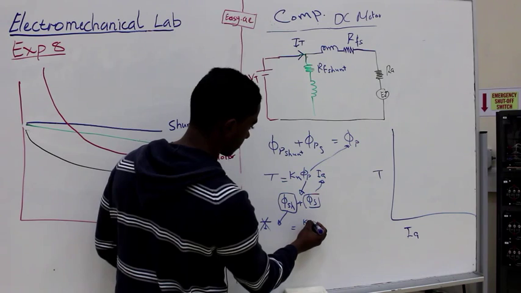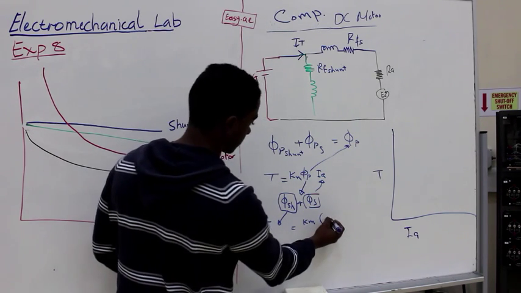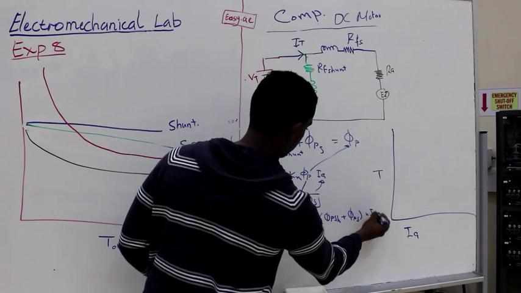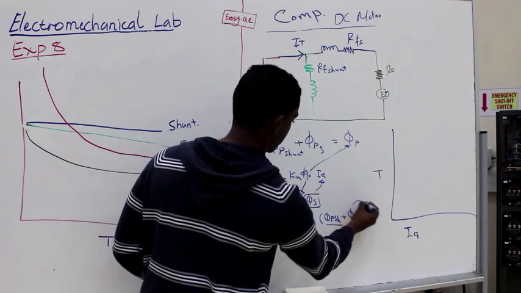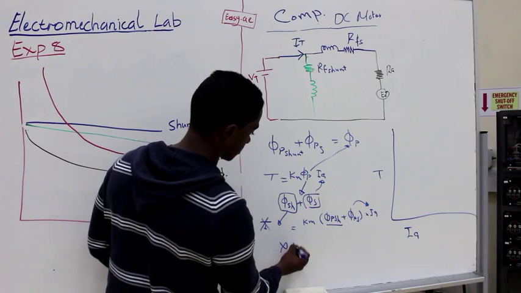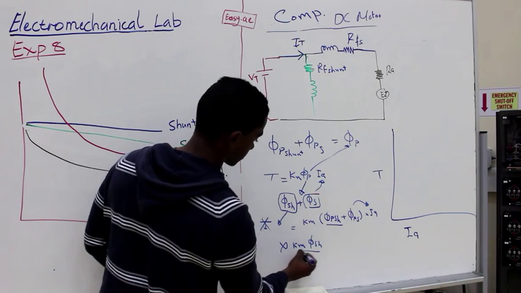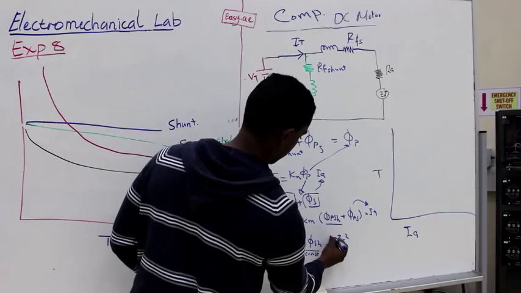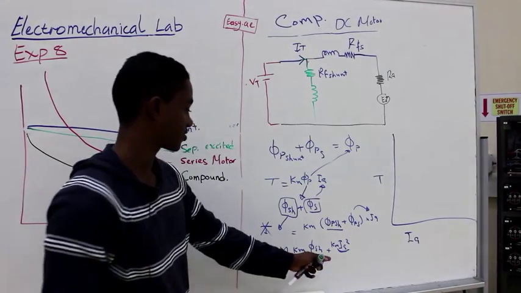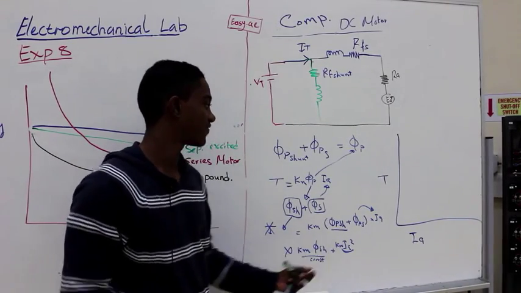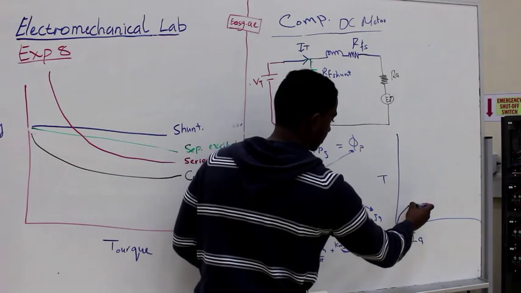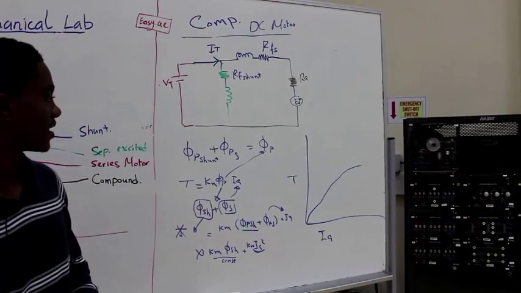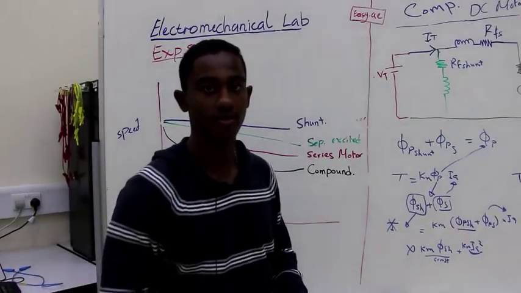So we're going to have KM multiplied by phi P from the shunt plus phi P from series, multiplied by IA, and this one is constant while this one depends again on IA, so it's going to be proportional to KM phi shunt, which is constant, plus IA squared multiplied by KM. So you see, it also depends on IA squared, but there's a constant component added to it. So the field is not going to be like the series. It's going to be a little bit more like a linear curve, but not so much a linear curve, as you see here. Let's move on now to the practical part and see how all this works.